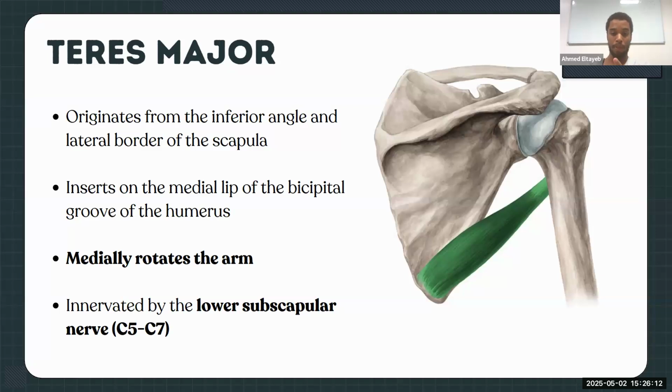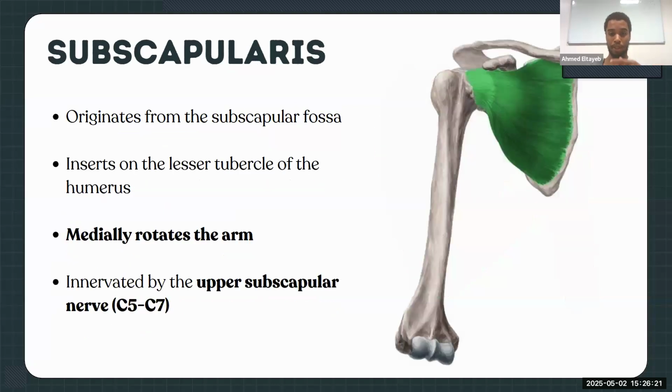We have two subscapular nerves, upper and lower. So the lower subscapular nerve innervates the teres major, whereas the upper innervates the subscapularis, which I'll speak about now. The subscapularis originates from the subscapular fossa, and it inserts itself on the lesser tubercle of the humerus. And so when it contracts, it brings the arm inwards, or it medially rotates the arm. And again, the subscapularis is innervated by the upper subscapular nerve, C5, C7. So it's important you differentiate that the subscapularis is innervated by the upper subscapular nerve, and the teres major is innervated by the lower subscapular nerve.